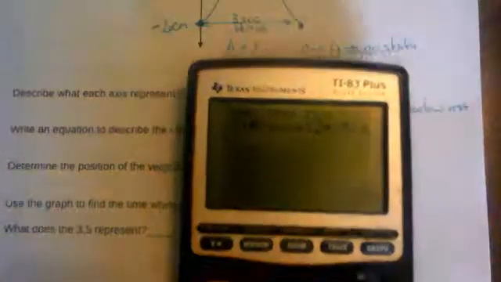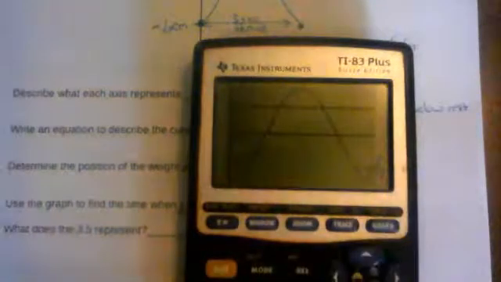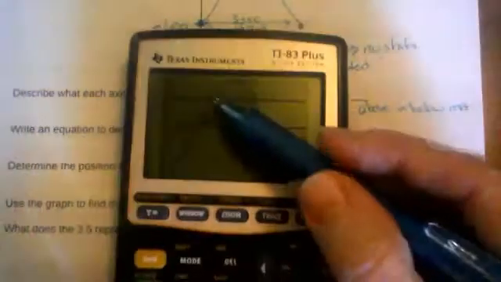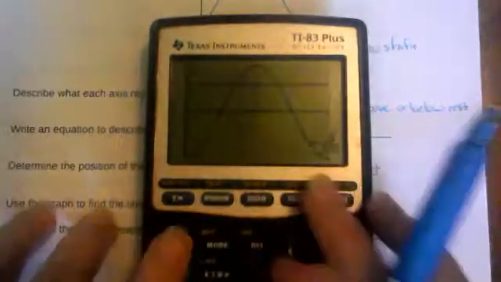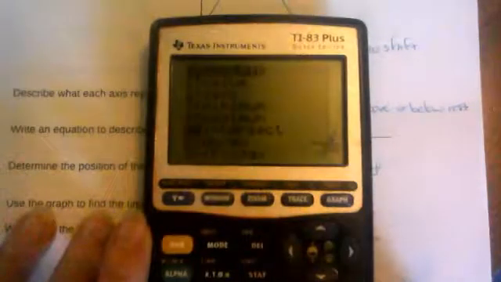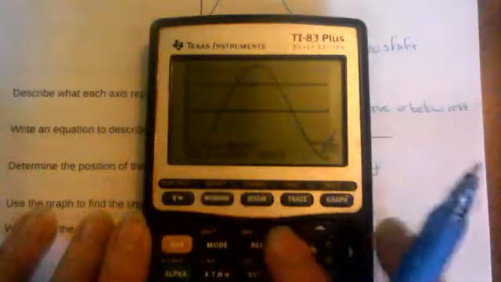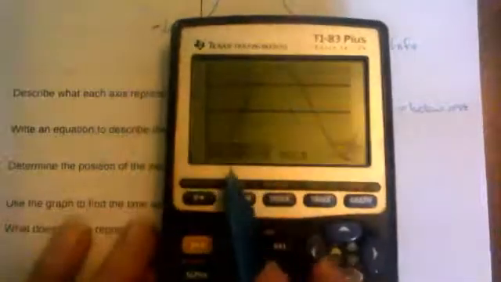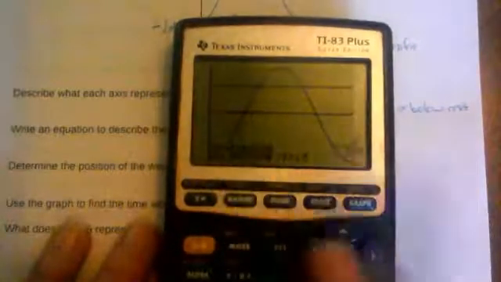Okay. Next, it says use the graph to find the time when y is 3.5 for the first time. So again, to put y values in, we have to go to y equals. We're going to y2 and putting it 3.5. We're going to graph it, and it wants us to find the intersection for the first time, this one. So second, calculate the intersection. Move over there closer to that point. And it says that we get x is 1.047.